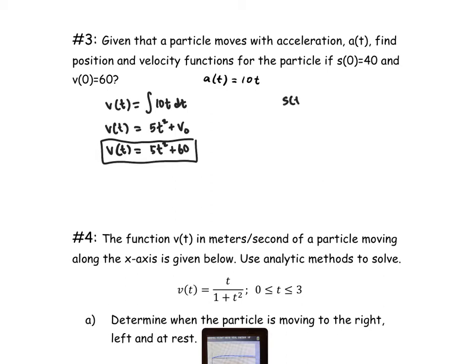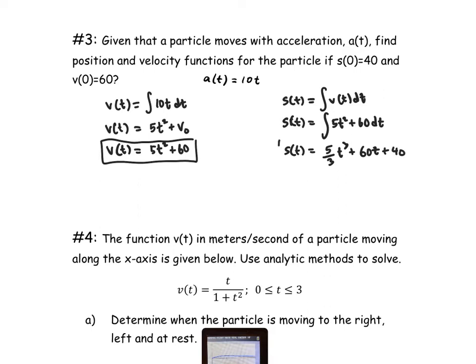Now s of t, or our position, will be equal to the integral of v of t dt. So the position at any time t will be equal to the integral of 5t squared plus 60 dt, which will be 5 over 3 t cubed plus 60t plus the initial position, which is 40. Now we could find the position of the particle, given that we only know its acceleration and initial position, at any time, as well as the velocity at any time.